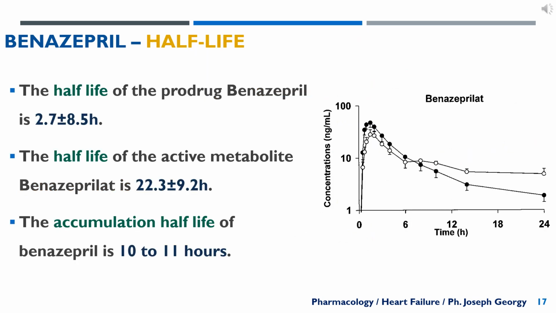The half-life of the prodrug benazepril is 2.7 plus minus 8.5 hours. The half-life of the active metabolite benazeprilat is 22.3 plus minus 9.2 hours. The accumulation half-life of benazepril is 10 to 11 hours.